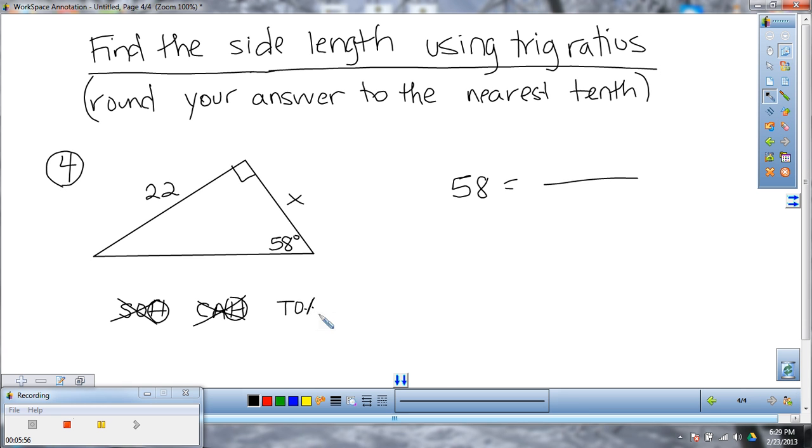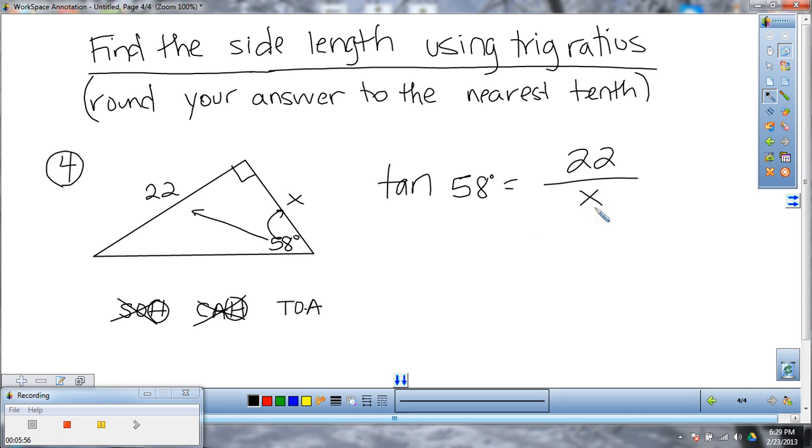And I wrote this wrong. There we go. TOA. The only ratio that I can use is the tangent ratio because I have information about an opposite and adjacent of my 58. So here I'm going to find the tangent of 58, again, 58 degrees being an angle measure. And I want to find what is the ratio. Well, opposite of 58 is 22, and adjacent to 58 is x.